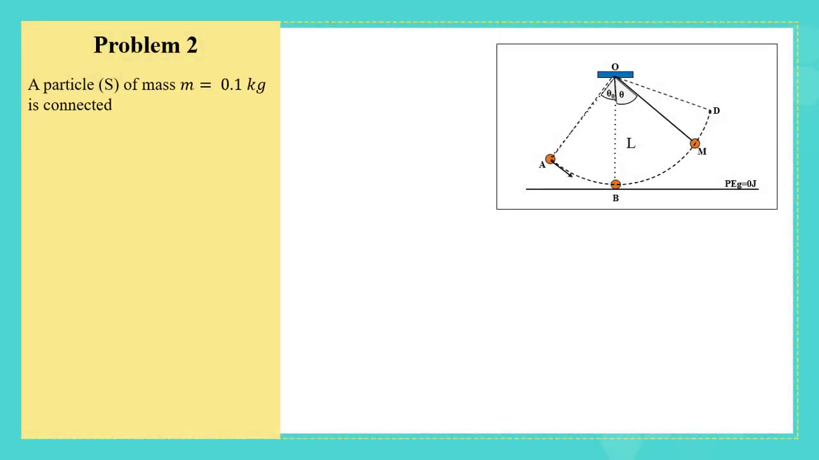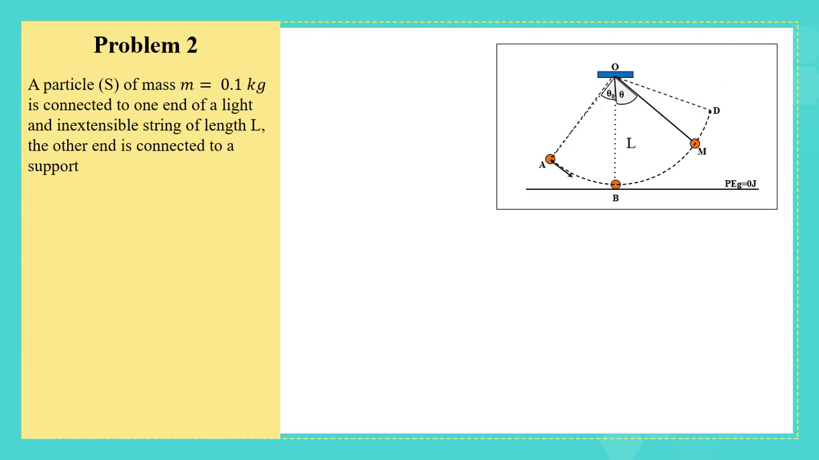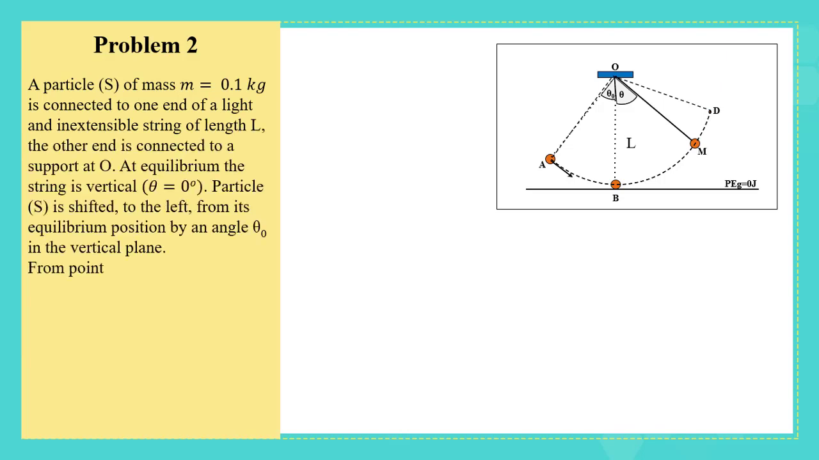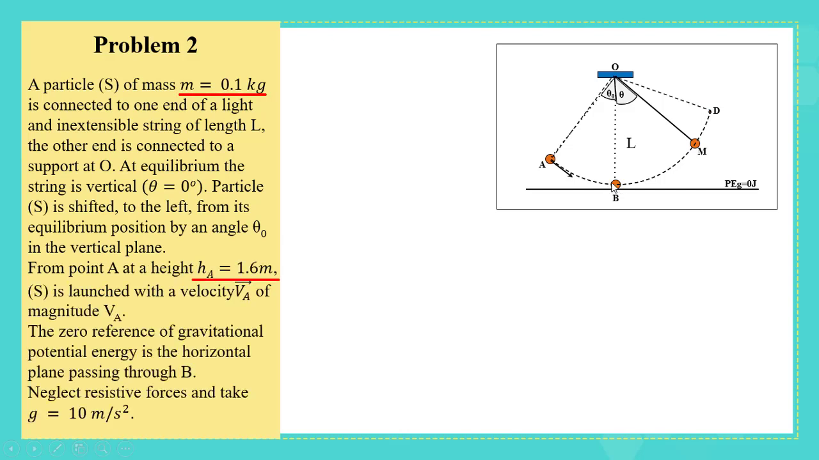Problem 2. A particle S of mass m equals 0.1 kilograms is connected to one end of a light and inextensible string of length L. The other end is connected to a support O. At equilibrium, the string is vertical and the angle is 0. The particle is shifted to the left by an angle theta 0 from its equilibrium position.